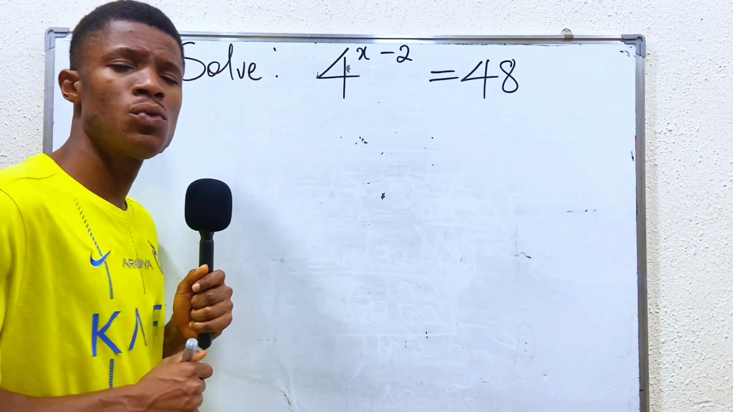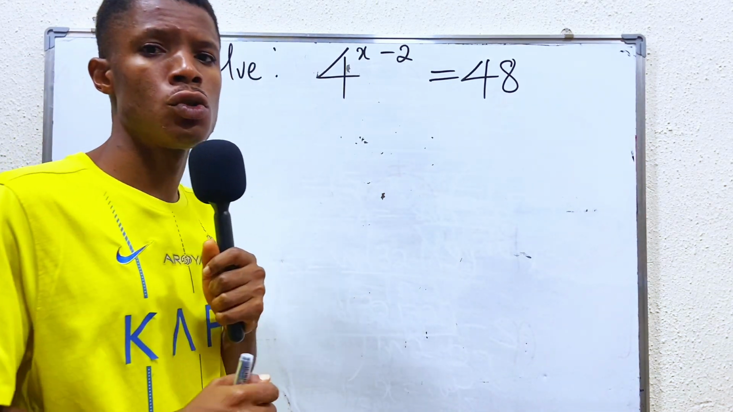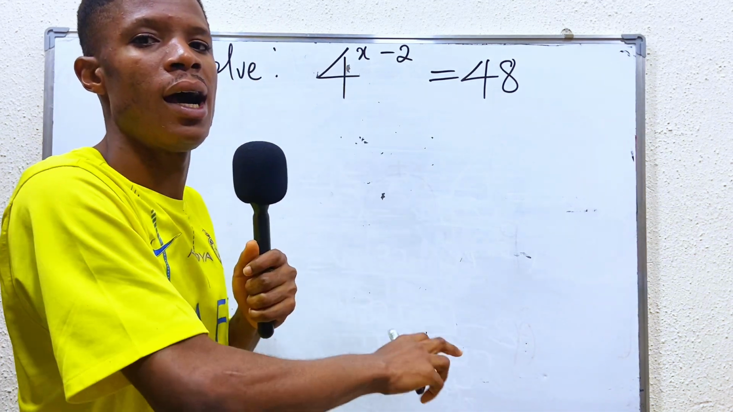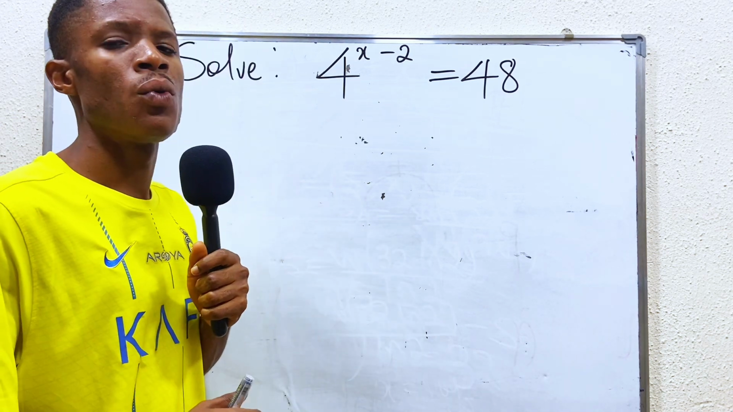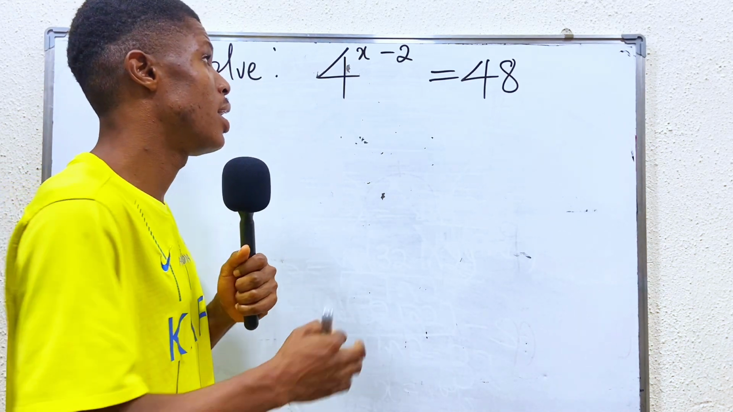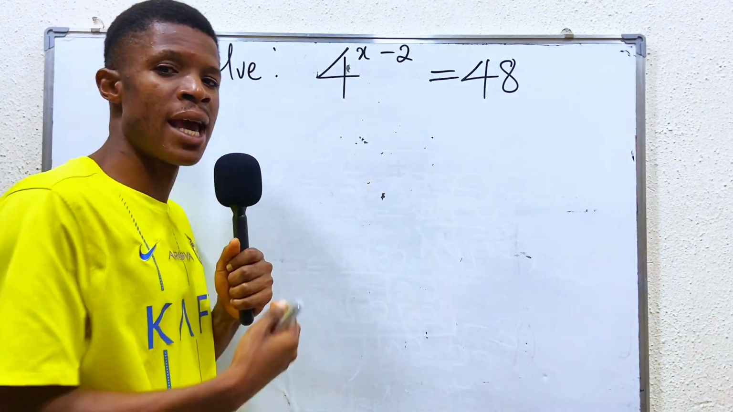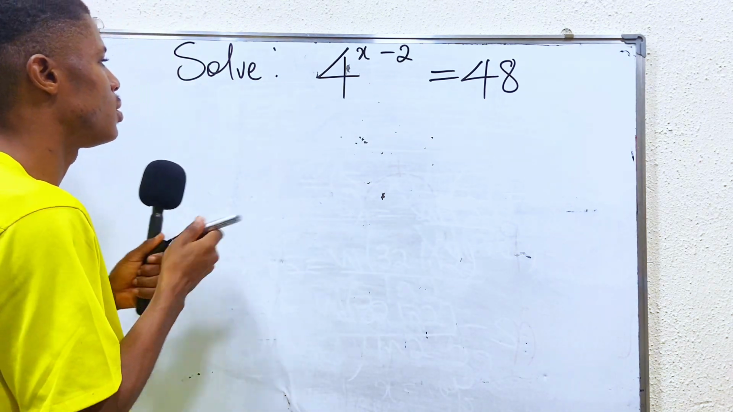Good. First thing we check, can we actually express the left and the right hand side to be in the same base? No, we can't, because this is base 4 and this is base 48. So what do we do? We have to take the log of both sides, or otherwise we use the laws of exponent to simplify this. Okay, let's take the log of both sides.